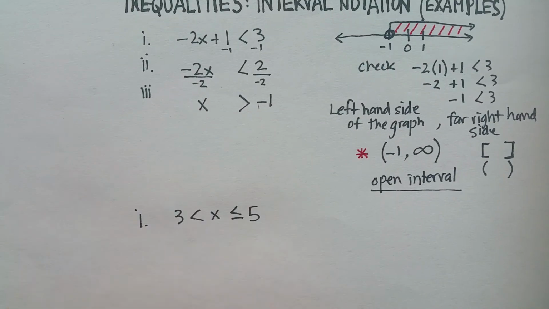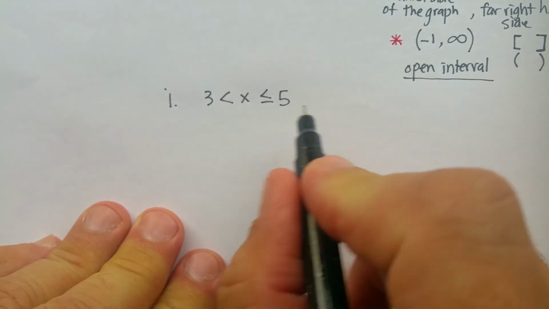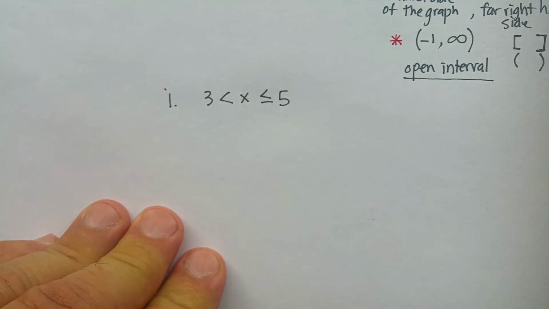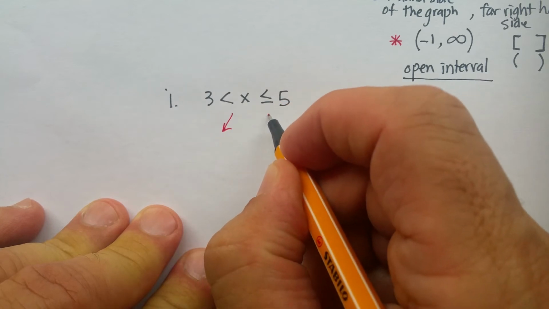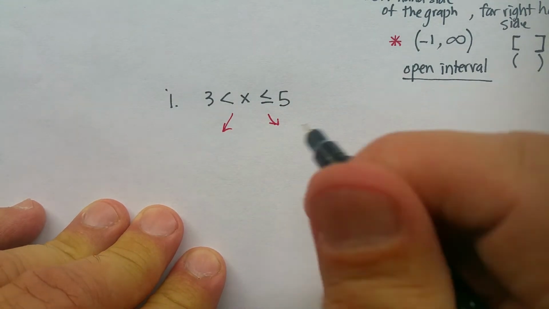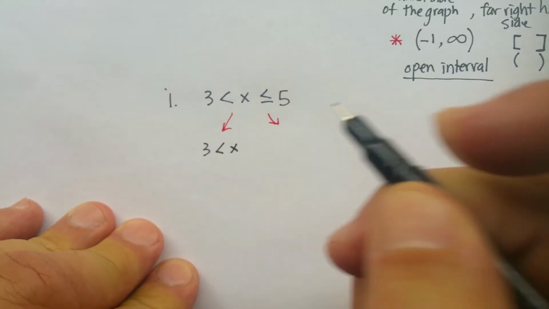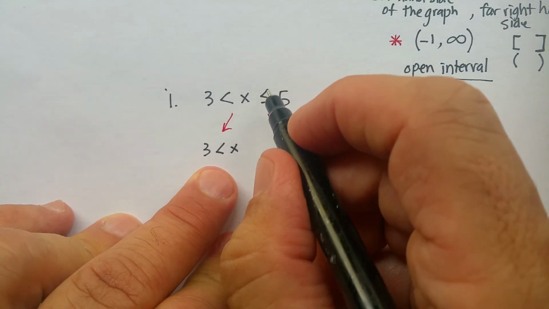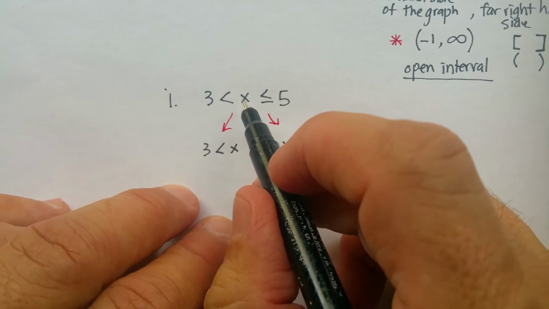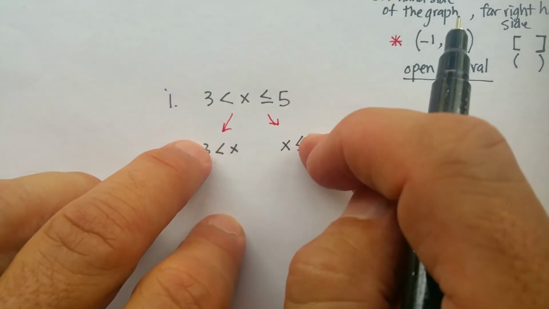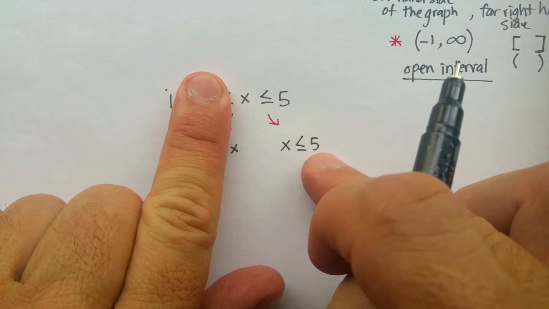Let's try another one. In this case, we have another interval, but we see there's almost like two problems here, right? So we're going to break this out into two different problems. We're going to break this out into 3 is less than x, and x is less than or equal to 5. So whenever you see something like this, where the unknown is in the middle, break it out, cover up one side, write that out, cover up the other side, write that out.